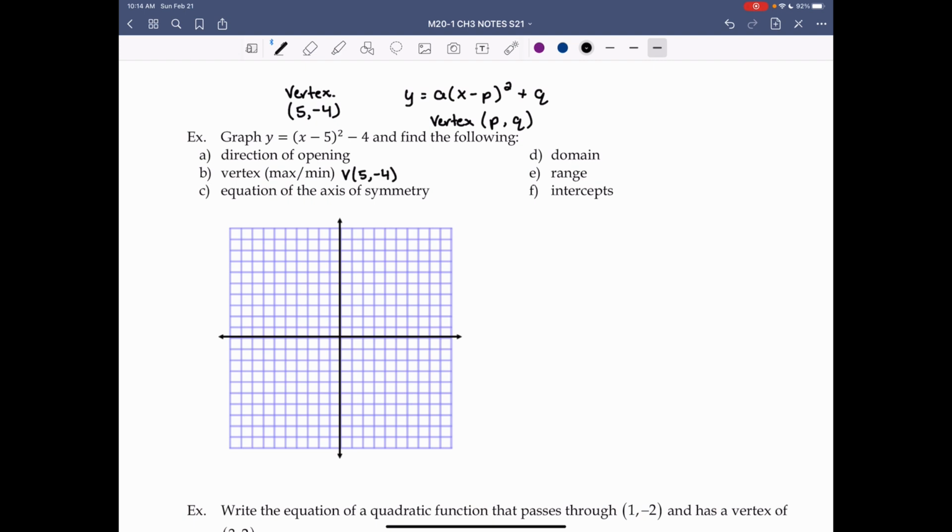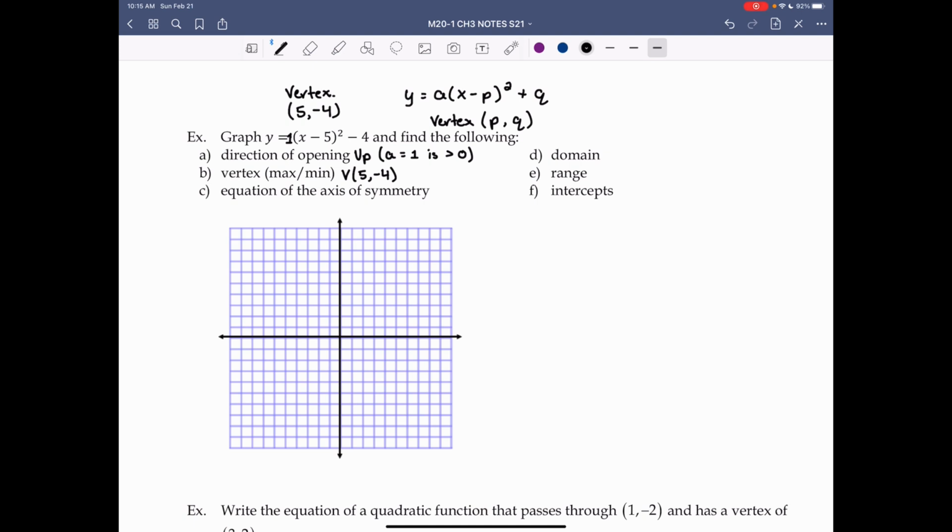Direction of opening, we can also get that without needing to graph. The a value is in front of the brackets. Because there is no number there, it means it's positive 1. So direction of opening would be up, because a equals 1, which is greater than 0.